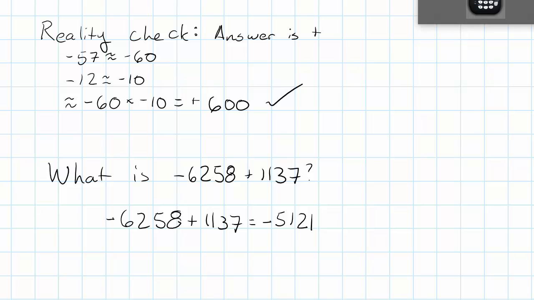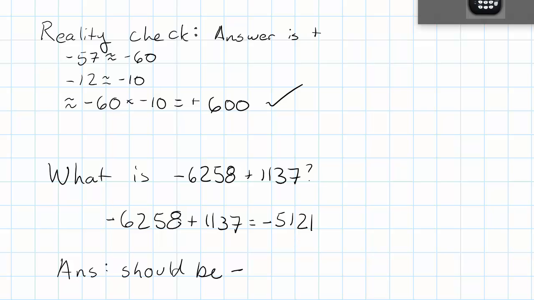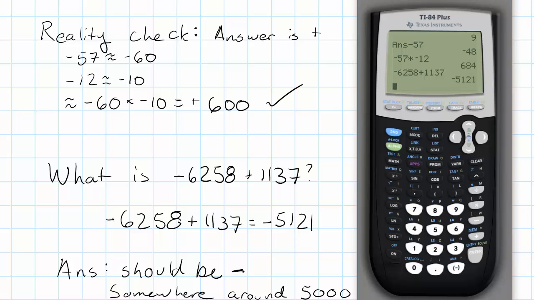6,258 is bigger than 1,137, so our answer should be negative. And these have opposite signs, so we should be doing subtraction. So our answer should also be smaller than this 6,258, which it is. About how much? Well, this is around 6,000 and this is around 1,000, so it should be somewhere around 5,000, which is what we see. So this answer is reasonable. We can be pretty sure we put everything into the calculator correctly.